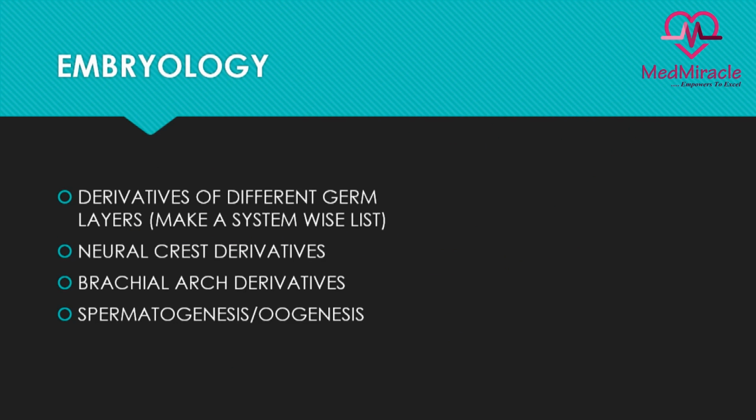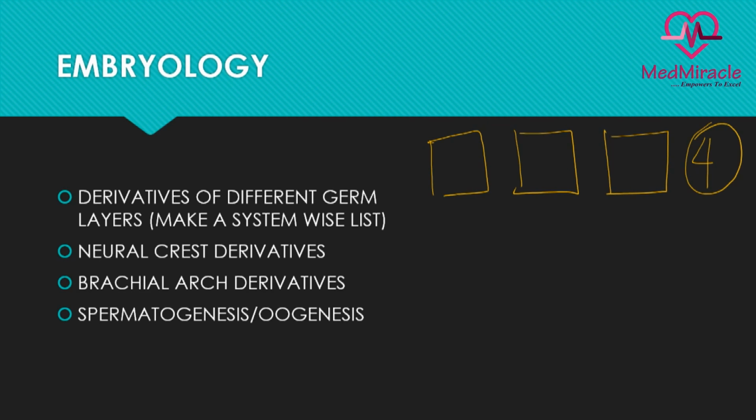Another very important topic for all competitive exams is embryology. First of all, always make a list of structures that are derived from the various germ layers. And the fourth one, which is very important, maybe the combined importance of all these three, is the derivatives of the neural crest. So derivatives of ectoderm, mesoderm, endoderm and the neural crest have to be listed according to priority. And you should have a list which you should revise whenever you get a chance to.